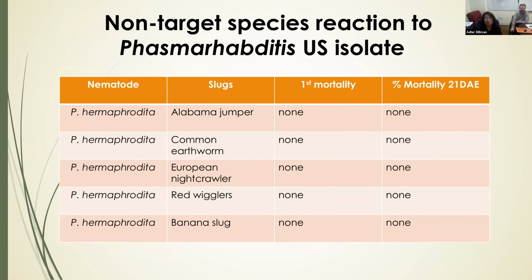And like I mentioned, the Phasmarabditis hermaphrodita, the same isolate, did not cause any mortality on the 4 species of earthworms that we have tested, and of course the banana slug as well, as opposed to the positive control, which was gray field slug, that were all, most of them died.